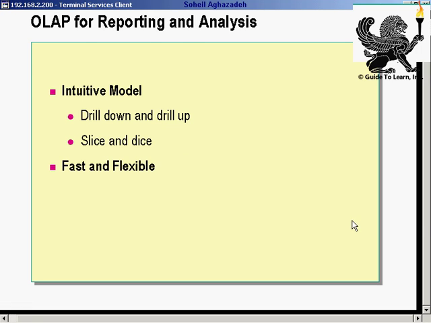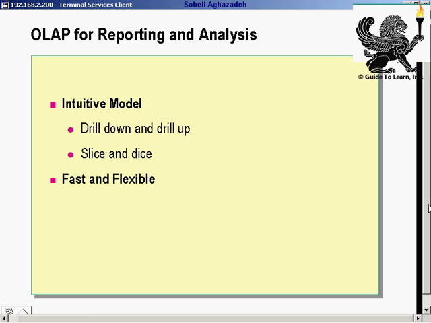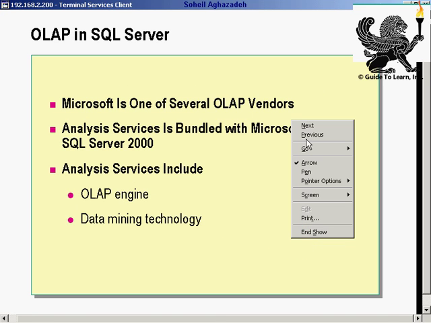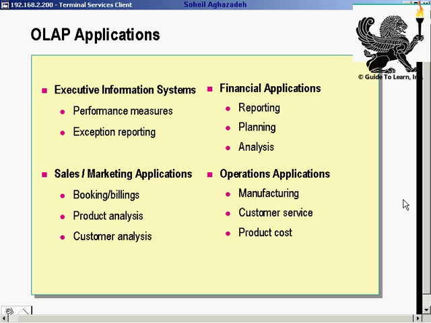So if you wanted to think about OLAP once again, you could consider that it is designed for reporting and analysis. You have an intuitive model, you have drill down and drill up capabilities so that you can go further down into the detail of a specific event, and then of course you have the slice and dice capability. You can only see a portion of the data rather than the entire data. It is fast and flexible because Microsoft uses internal engines and services in order to take advantage of that.